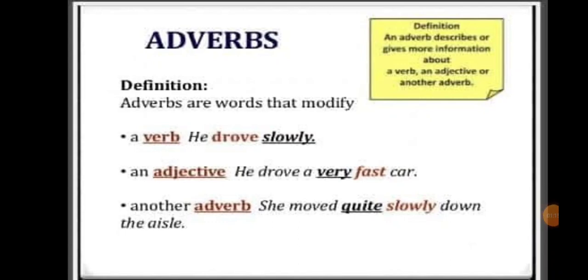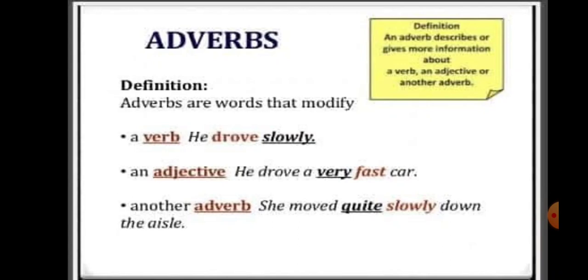In a simple way, you can say adverbs are words that modify a verb. Example, he drove slowly. In this sentence, the word slowly modifies a verb. It adds something to the meaning of the verb drove. Adverbs also modify an adjective. Example, he drove a very fast car. The word very modifies the adjective fast.